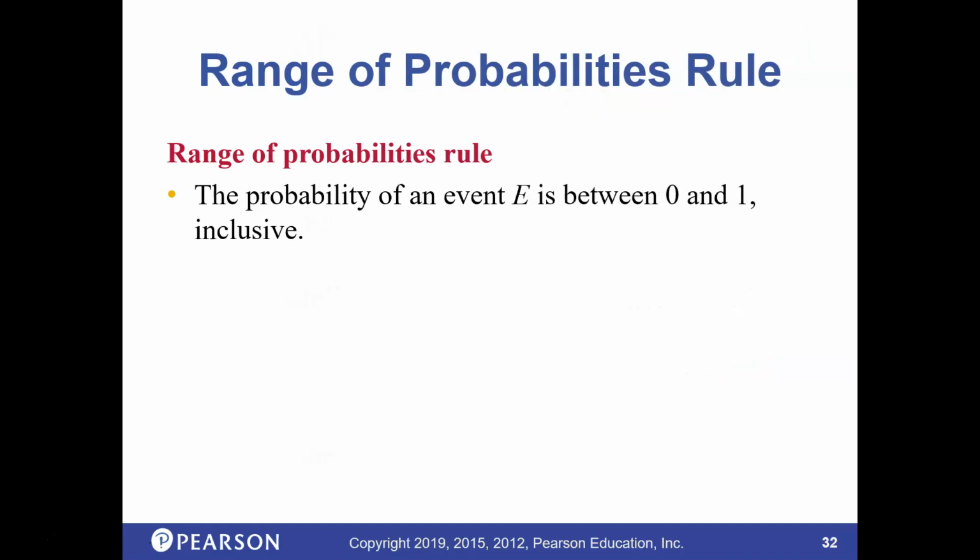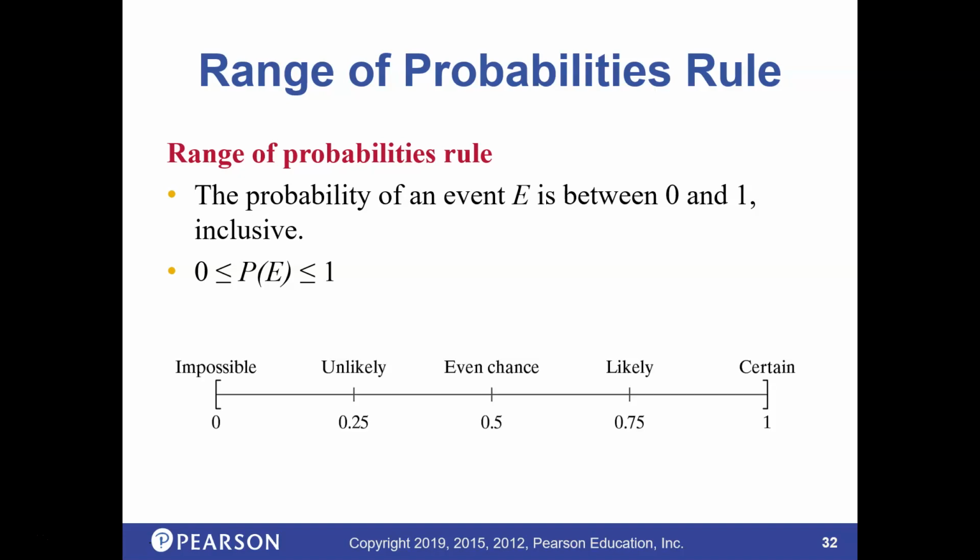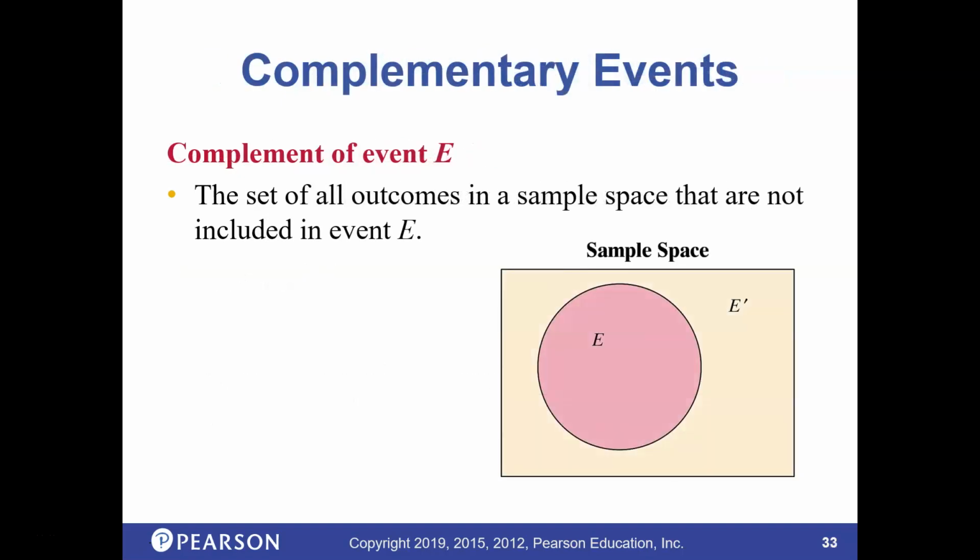Okay. Probability always has to be a value between 0 and 1. If something is impossible, cannot happen, it's a probability of 0. Something's guaranteed to happen or certain, it's a probability of 1. And then we have probabilities everywhere in between.